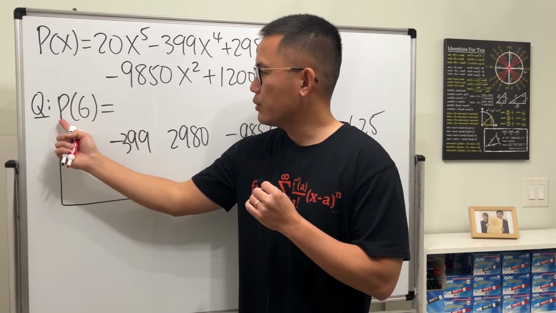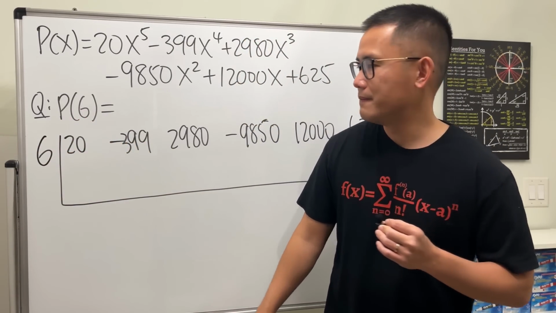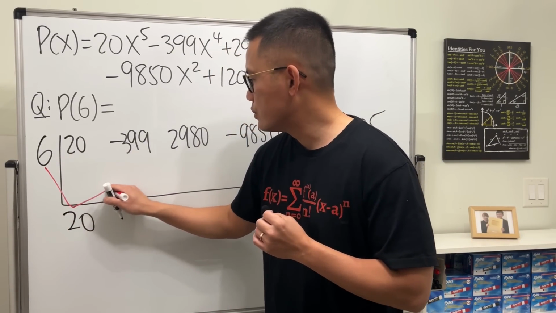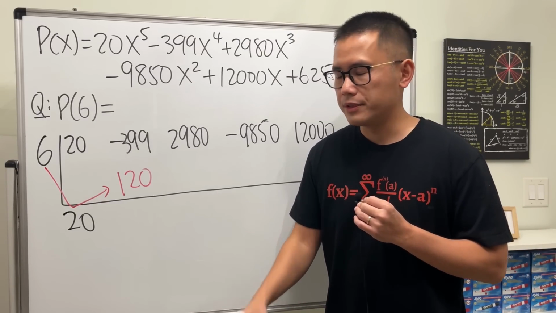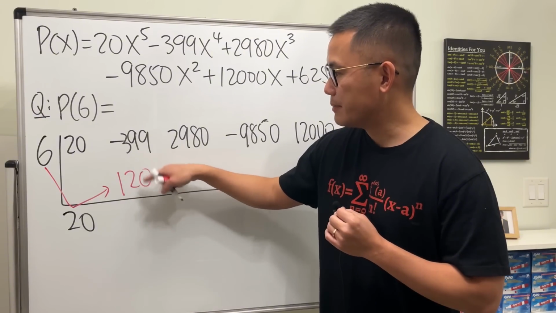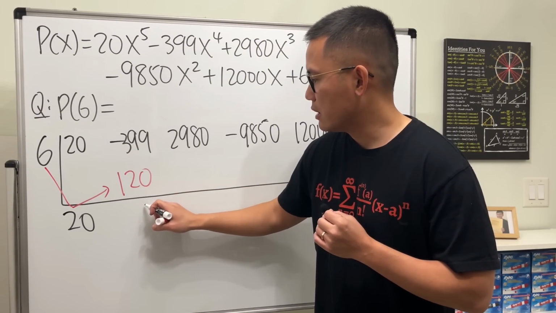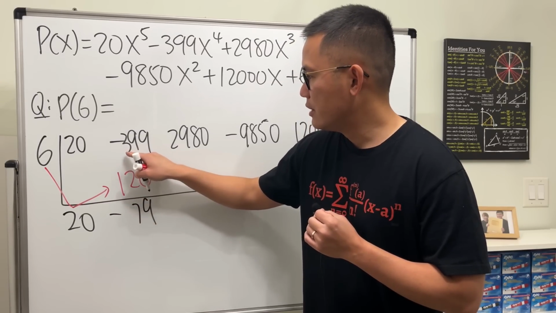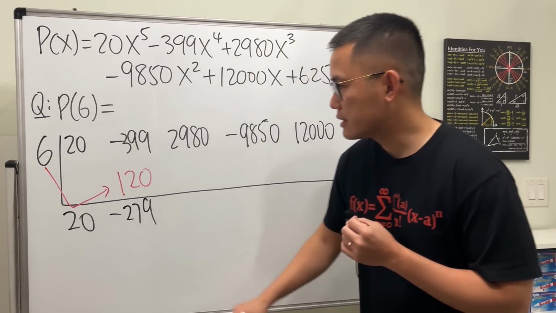Next, if you want to do p of 6, just put a 6 right here. And then do the work. Bring down the 20. And then let's do 6 times 20, which is 120. And I will also not be using a calculator. So we are adding them up, right? So it's like positive and negative together. So that will be 9, and that will be a negative result. This and that will be 7. This and that will be 2, so negative 279, and then do the rest.